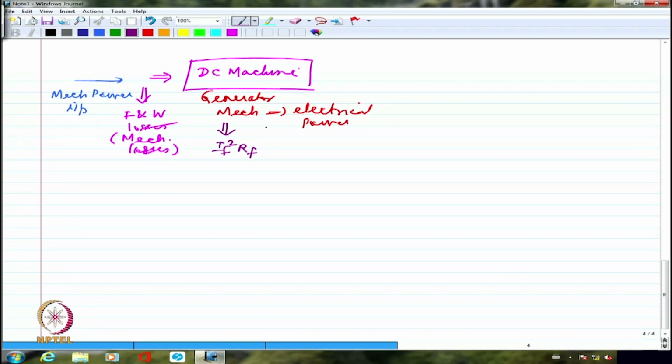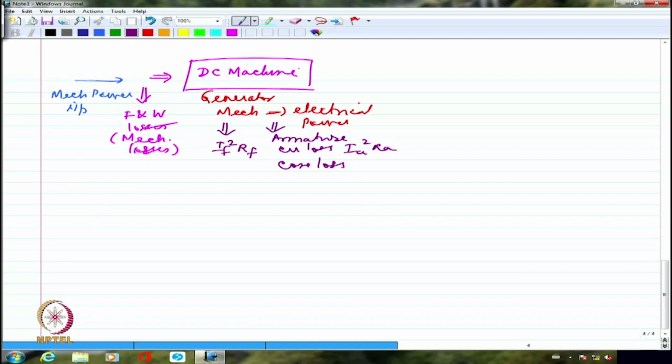Then I am going to have armature copper loss. And the armature might also have some core loss. Please understand, the armature is carrying a current which is alternating, which is not a DC current. That's why the armature core has to be laminated. So I will definitely have to account for the armature core losses and the armature copper losses, which are IA square RA. Apart from that, I will have core loss also in the armature.